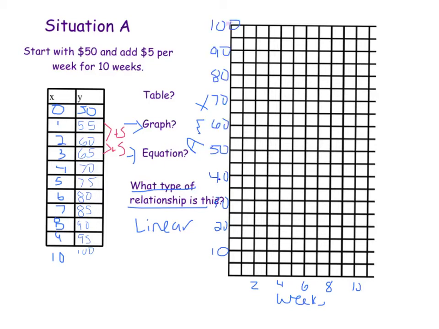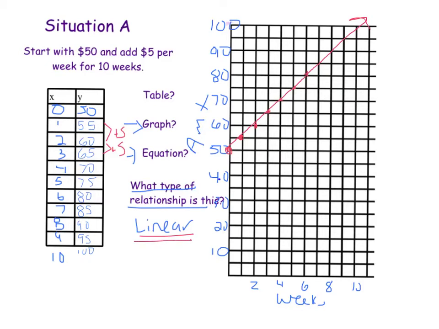And to graph it, you are just plotting each ordered pair. So 0, 50 is an ordered pair. And then for each week, we went up another $5. So at week 1, we were at 55. At week 2, 60. At week 3, 65, etc., etc. So we're just plotting the points and connecting. And the reason it is a linear relationship is because it makes a straight line.